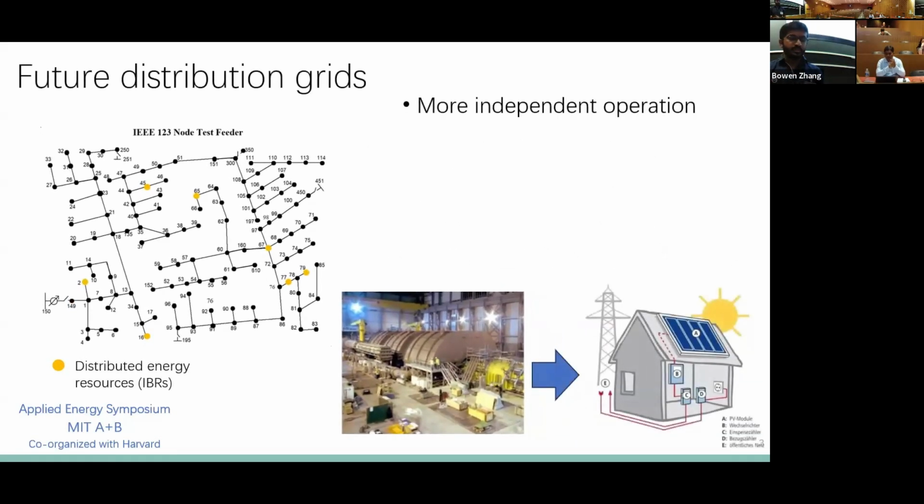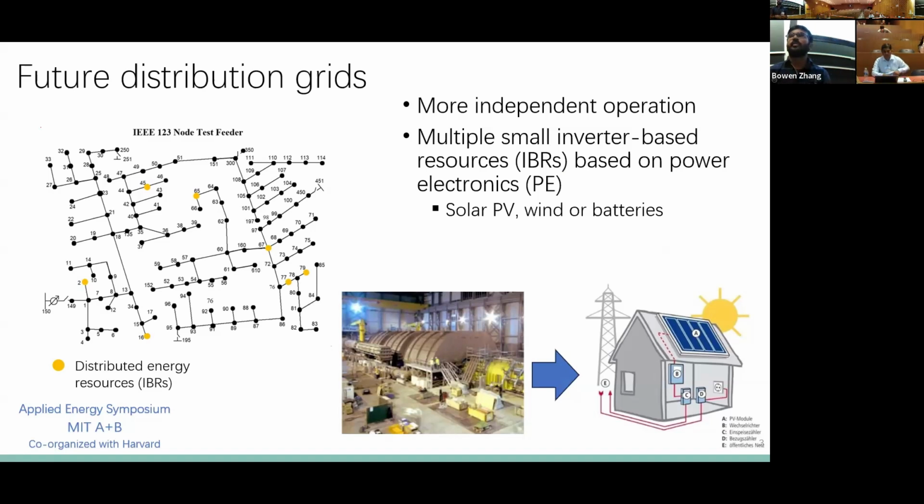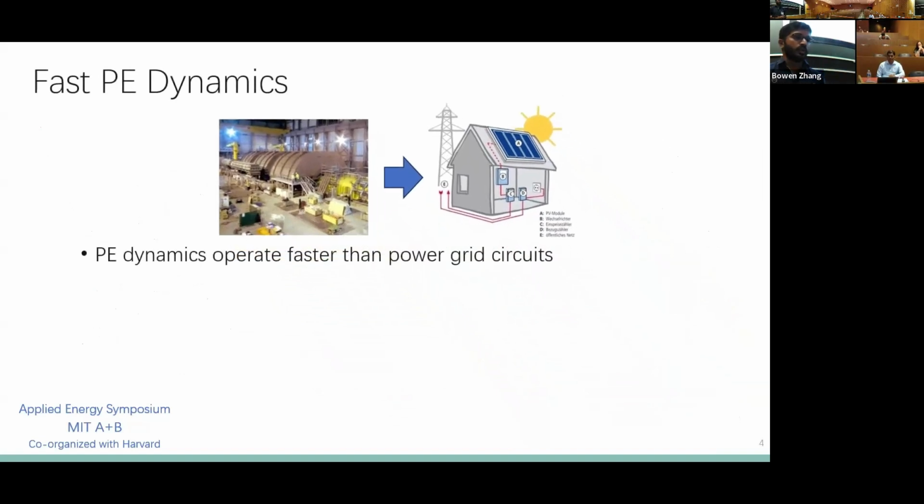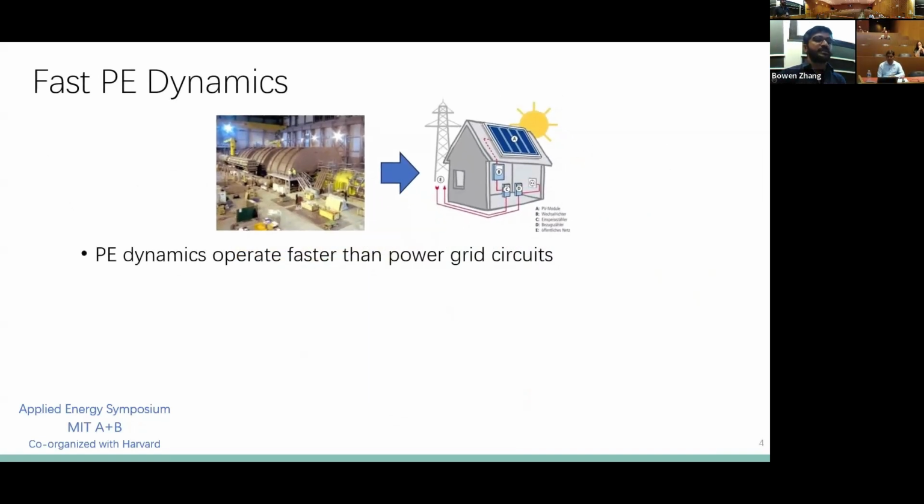But if you look at the distribution grids of the future, they'll be much more independently operated and relying less on the transmission grid, because we'll have a large number of smaller inverter-based resources directly in the distribution network, such as solar PV, wind, or batteries. And these are based on power electronics, which have much faster dynamics than synchronous generators. And so they offer little to no inertia or delay. And so because we have fast power electronic dynamics, these are still faster than the power grid circuits, but more comparable than the synchronous generator dynamics.